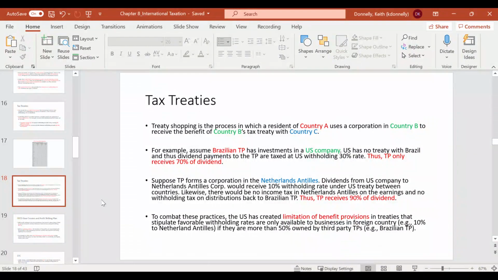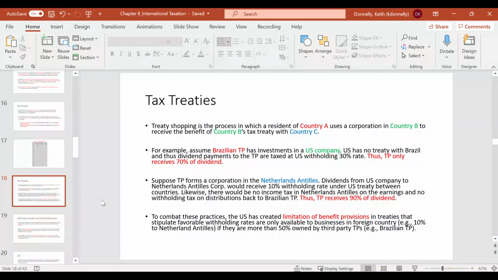So let's assume that we have a Brazilian taxpayer, country A, that has investments in a U.S. company, country B, and let's say that the U.S. has no treaty with Brazil, and thus if there were a dividend payment to Brazil, there would be a 30% tax rate. So the taxpayer only receives 70% of the dividend, right? That would be just a normal setup. A invests in B, and we would only get 70% of the payment.